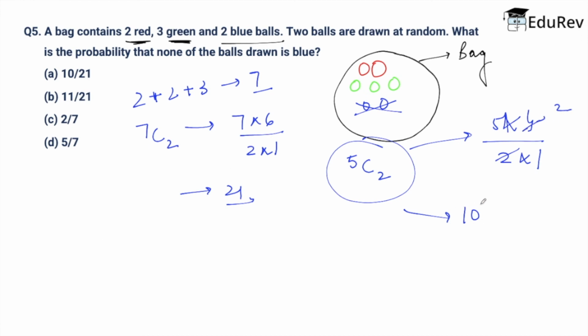So now the number of events that take 2 balls out and none of the balls is blue are 10. But the total number of events, including the blue balls, is 21. So the probability has to be 10 upon the total number of events, that is 21. So the answer is option number A, that is 10 by 21. I hope you people have understood it.